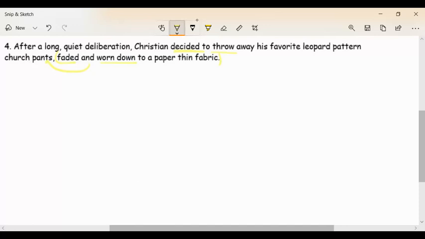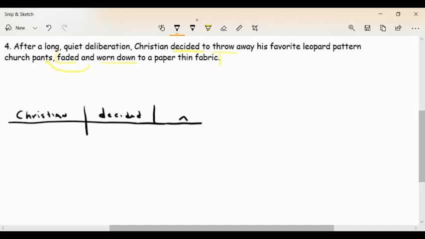So let's build this one close to the top of the sentence, maybe close to the top right, and go from there. No, don't go too close to the top. I realize I'm going to have a tree, so give yourself a little bit of space because you're going to have to go up a little bit. So let's go with Christian. He decided. And he decided what? Up on a tree. And here's our nominal infinitive.